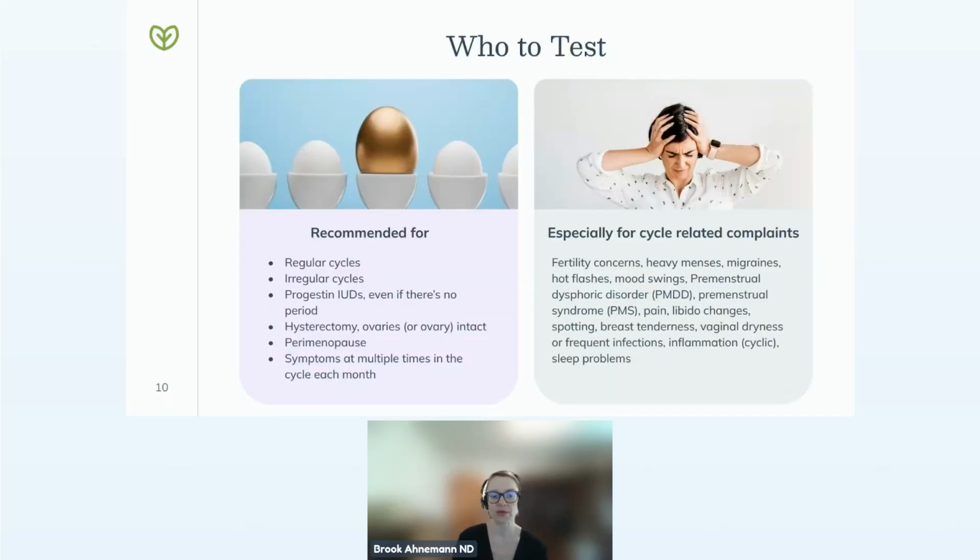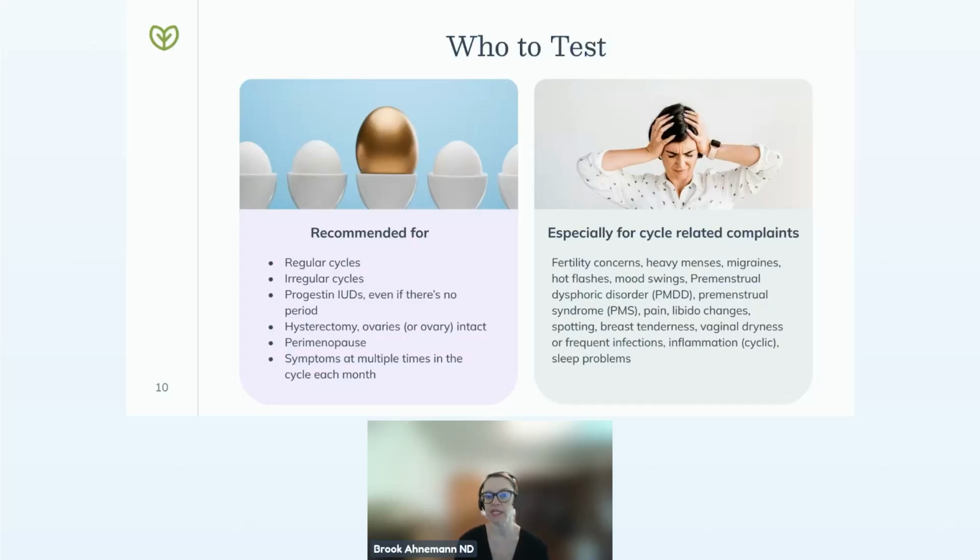So this gets us a little bit into who to test and what a cycle map might be appropriate for. So we would test people potentially with regular cycles, irregular cycles, and sometimes patients without a bleeding cycle that are still potentially hormonally cycling. So that might include someone with a progestin IUD or with a hysterectomy where the ovaries are still intact.